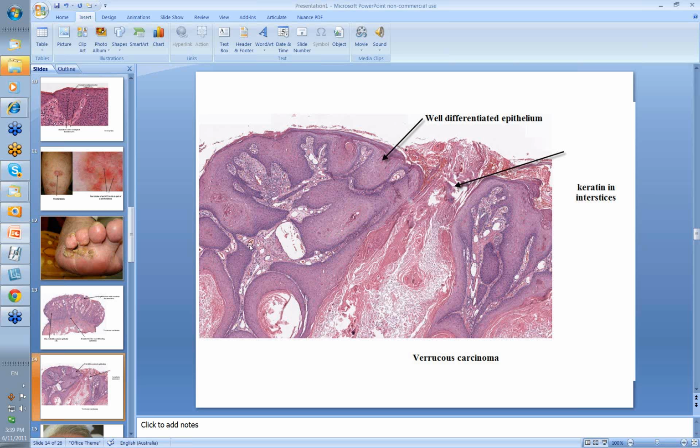You've still got marked keratinization occurring here within the lesion, but you generally won't see a lot of mitoses, and you won't see a lot of variation in the size and shape of the nuclei of the keratinocytes in this area. And here you've got the keratin and the interstices.